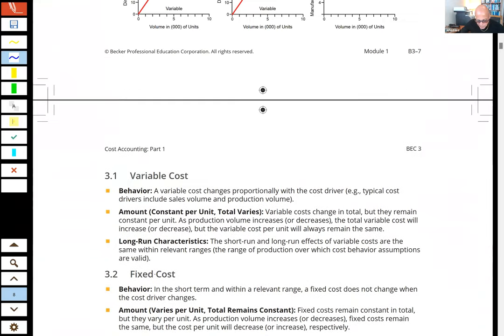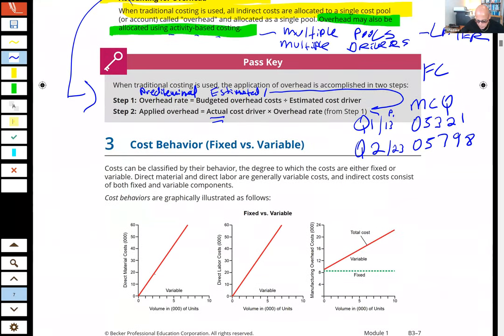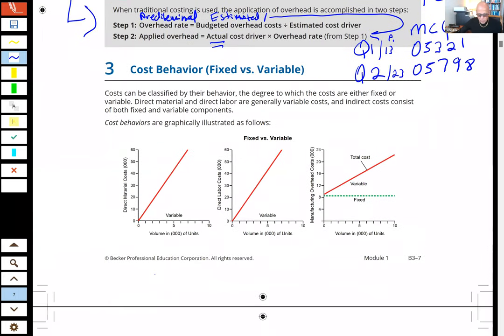Now let's just go ahead and take a look at cost behavior. Now, cost behavior, and I don't know why they didn't give us a little chart for what? If I draw the chart like this, what is that? That is fixed costs, right? If the volume in units is down here, and these are my costs, then a fixed cost by definition stays the same regardless of the number of units that I produce.